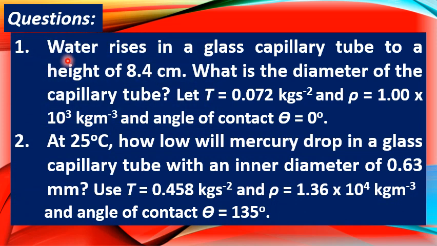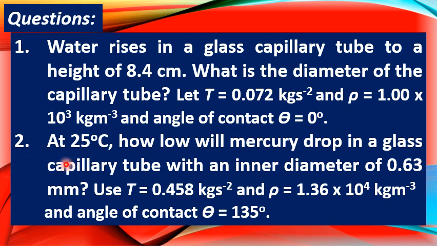Question number 1. Water rises in a glass capillary tube to a height of 8.4 centimeters. What is the diameter of the capillary tube? Let the surface tension, capital T, of pure water be equal to 0.072 kilogram per second squared and its density equal to 1.00 times 10 to the third kilogram per meter cube, and the angle of contact theta equals 0 degrees.